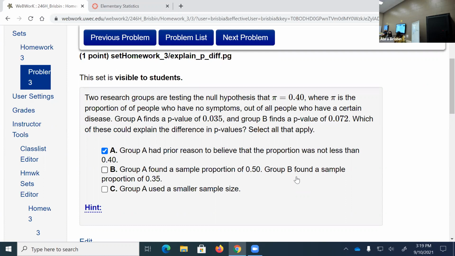So here, group A's distance between the hypothesized value from the null hypothesis and what they got in the data, their sample proportion, is 0.5 minus 0.4, so 0.1. Group B had a distance of 0.4 minus 0.35, so 0.05. Based on this, which group would you expect to have stronger evidence against the null hypothesis?